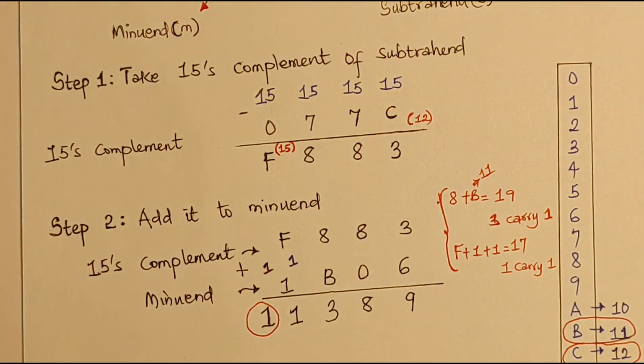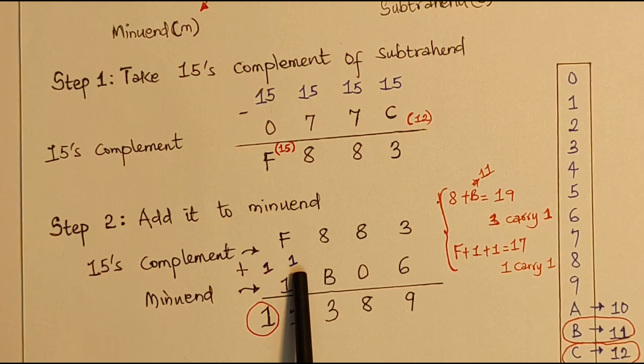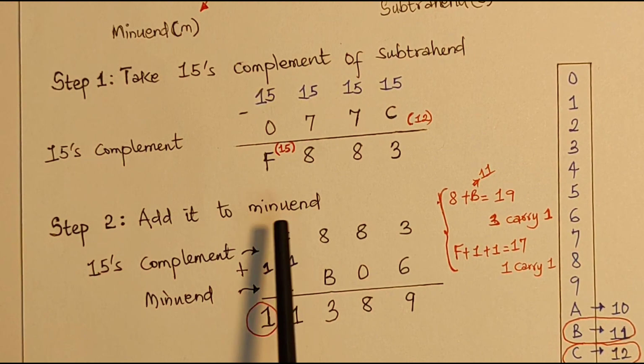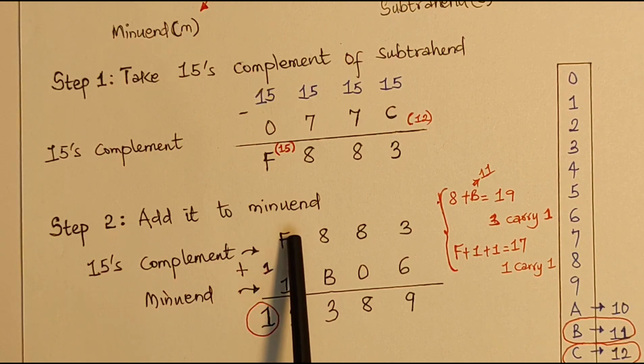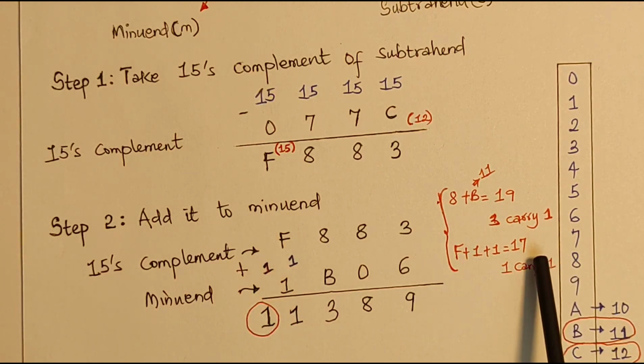19 is greater than 16. So when we divide through, 16 into 19 will be 1 with a remainder of 3. So we write 3 and carry 1. This is indicated with the blue ink here. Now we have the next digits to sum up, which is F plus 1 plus 1. F in this case is 15. So we have 15 plus 1 plus 1, which will give us 17.